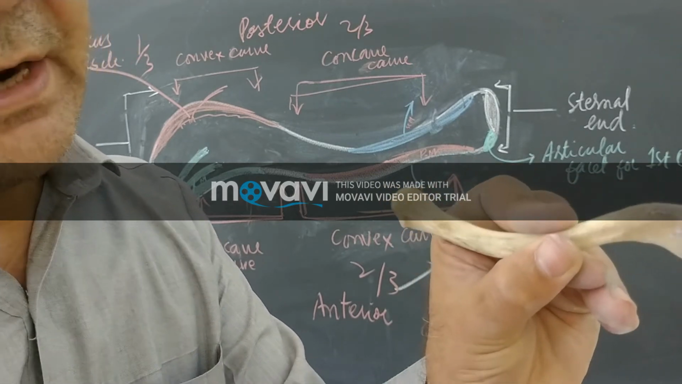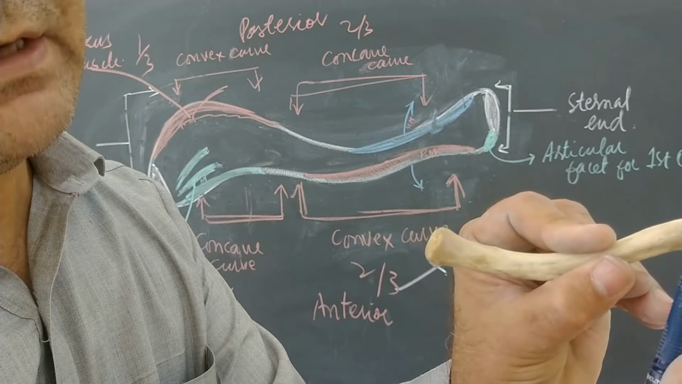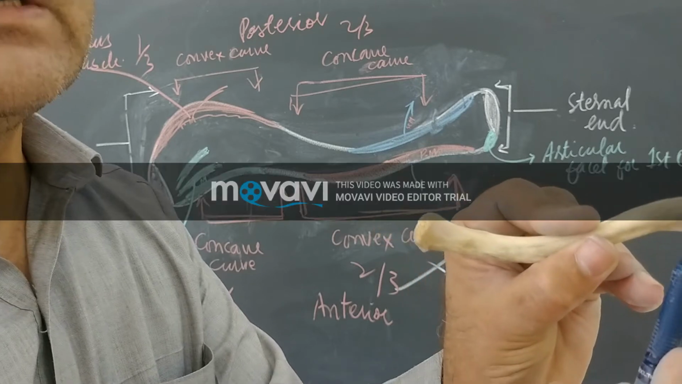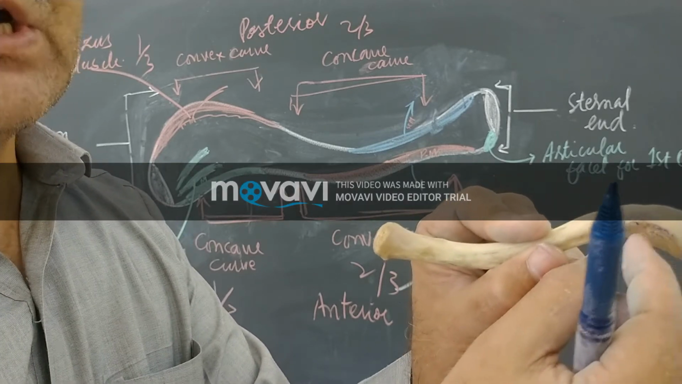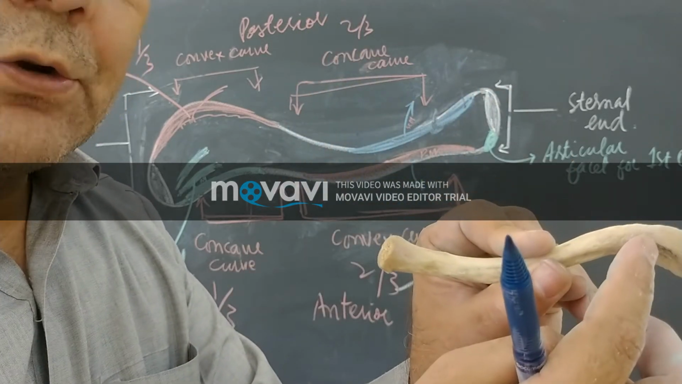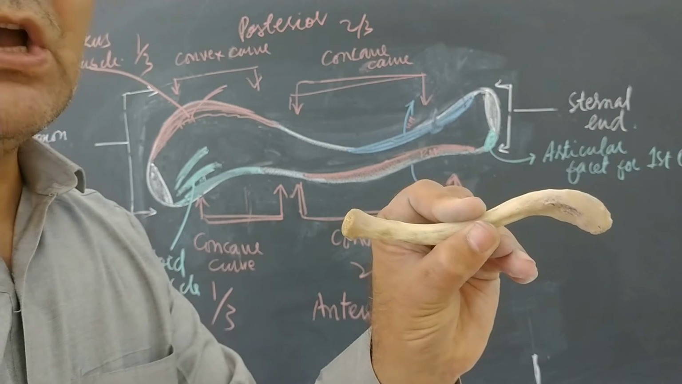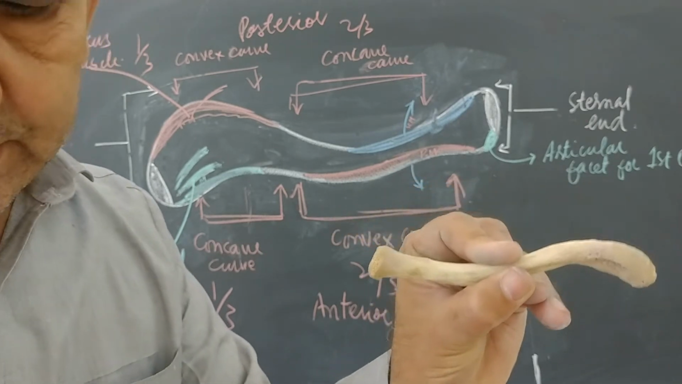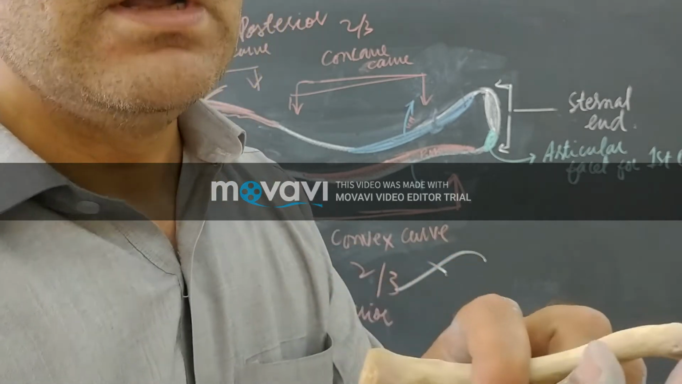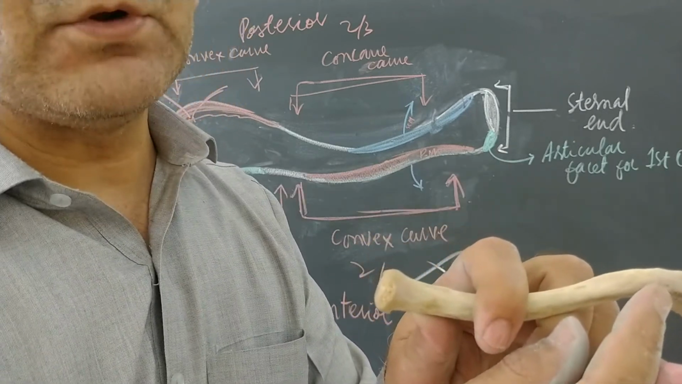And just at the medial side of the trapezoid line there is a tubercle here, and this tubercle is called the conoid tubercle. This conoid tubercle is for the attachment of the conoid ligament, which takes part in the coracoclavicular joint. This is the conoid ligament, and this is the conoid tubercle.